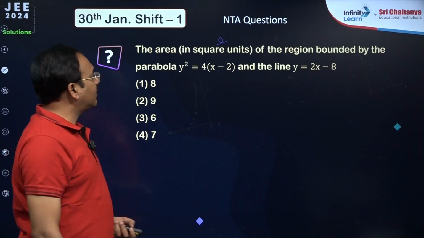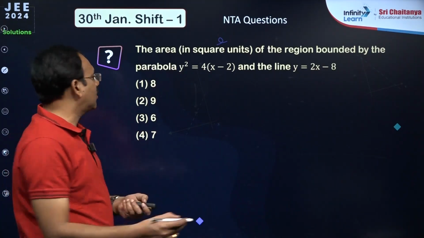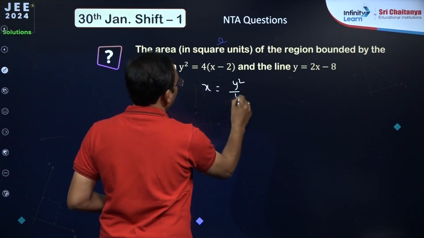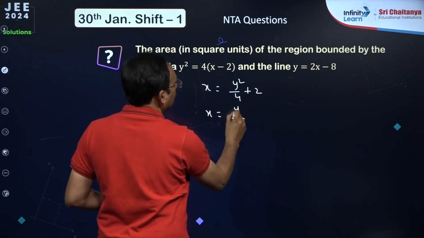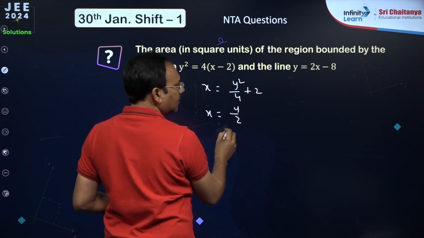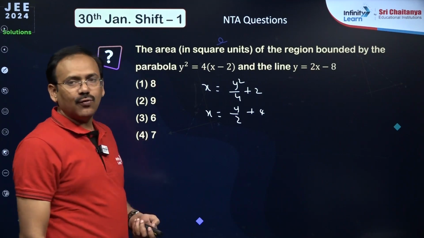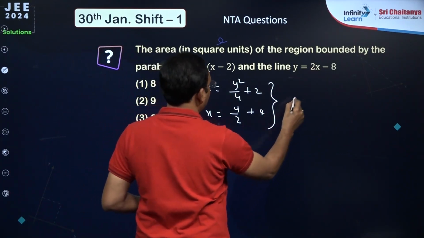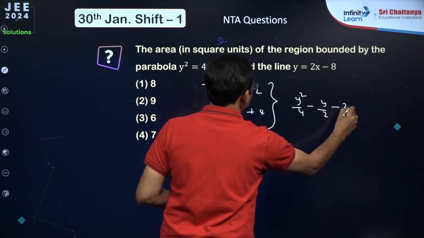Then, area of the region bounded by the parabola. Interestingly, this comes under a shortcut. Here, you can write x as y square by 4 plus 2, and here you can write x as y by 2 plus 4. So we have a shortcut. One quadratic kind of, you just subtract, my dear friends: y square by 4 minus y by 2 minus 2.